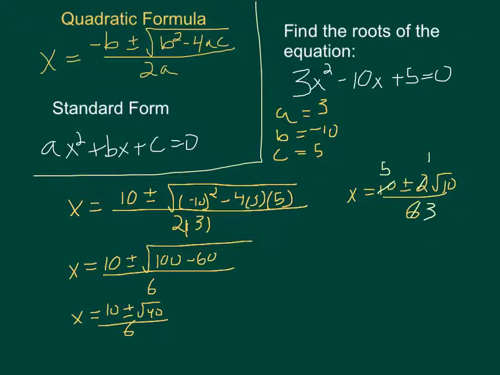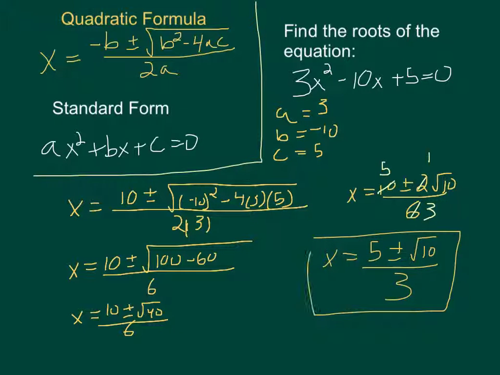So the roots of this quadratic equation are going to end up being x equals 5 plus or minus rad 10 all over 3. And that's your final solution for the roots.